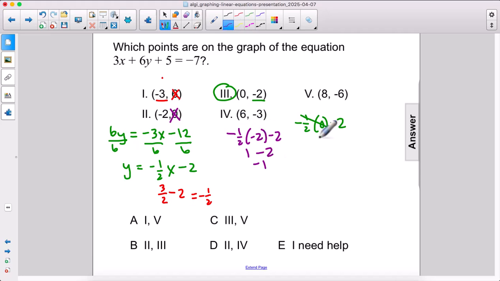All right, here, if I plug in 6, so -1/2 times 6 minus 2. This is -3 minus 2 is -5. That is not the y coordinate. It's not on the line.